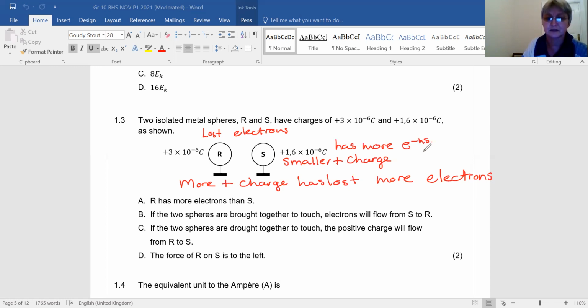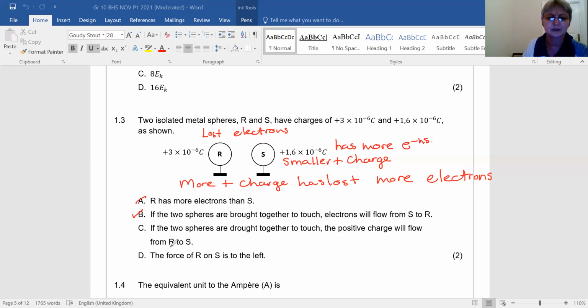Right, let's look at the possible answers. R has more electrons than S. I've just answered that question. That's nonsense. If the two spheres are brought together to touch, electrons will flow from S to R. Because S has a smaller positive charge, it has more electrons than R. So B is an answer.